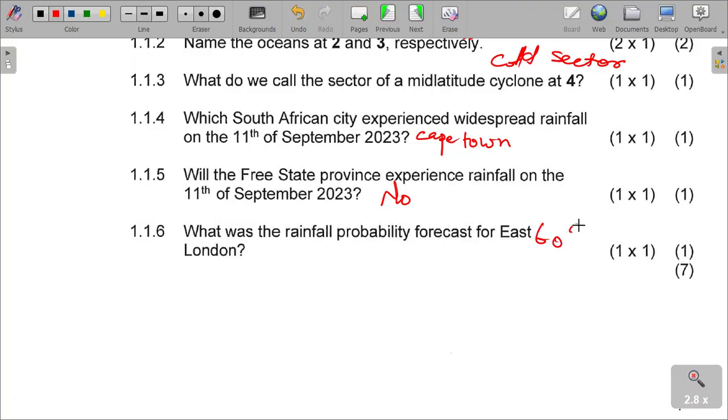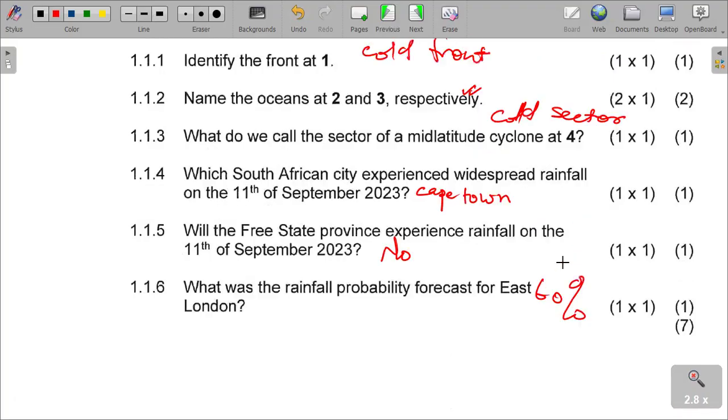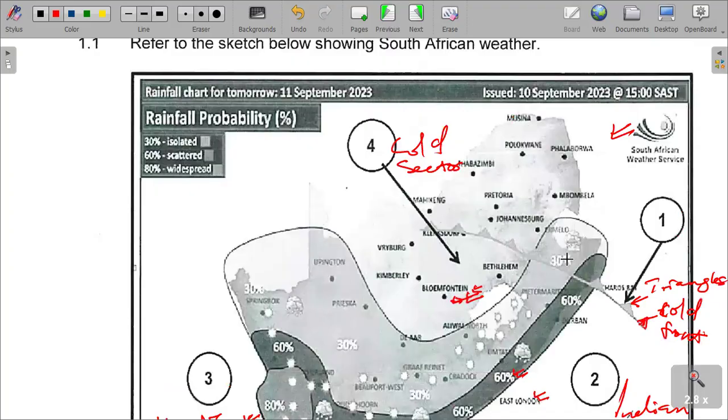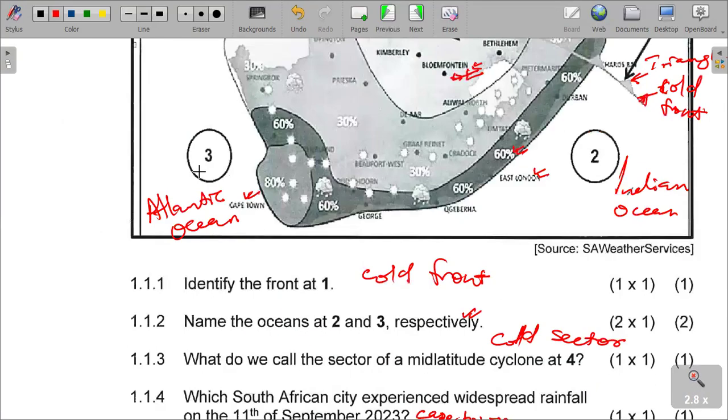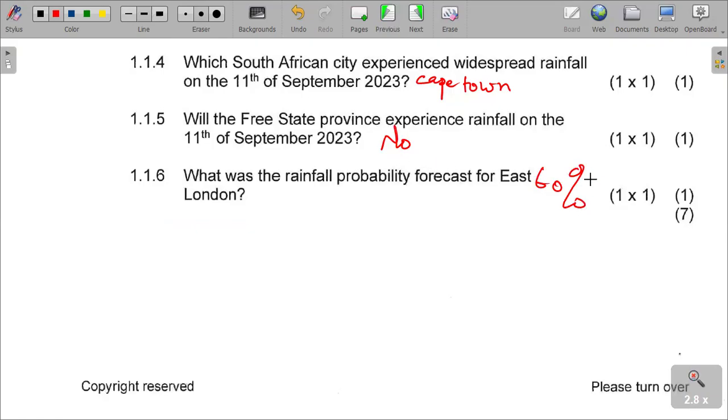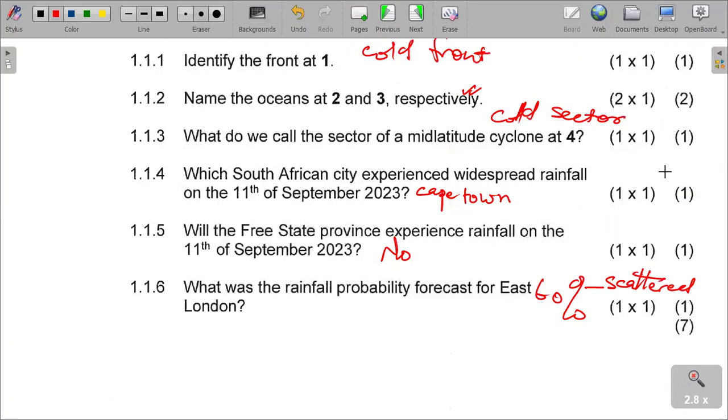It is given as 60%. If we check on our key, 60% is even written as what? Scattered rainfall. So we can say 60%, which can also be scattered. That is what is shown on the map here. So East London has a 60% chance of rainfall.